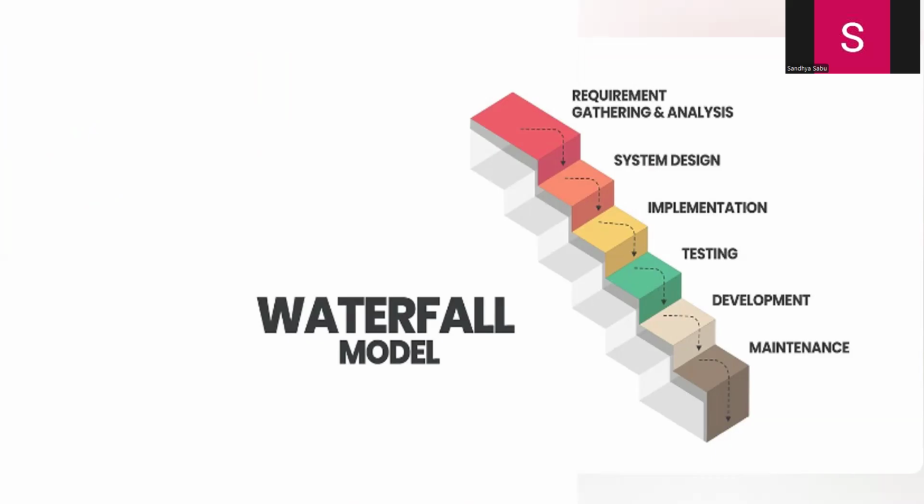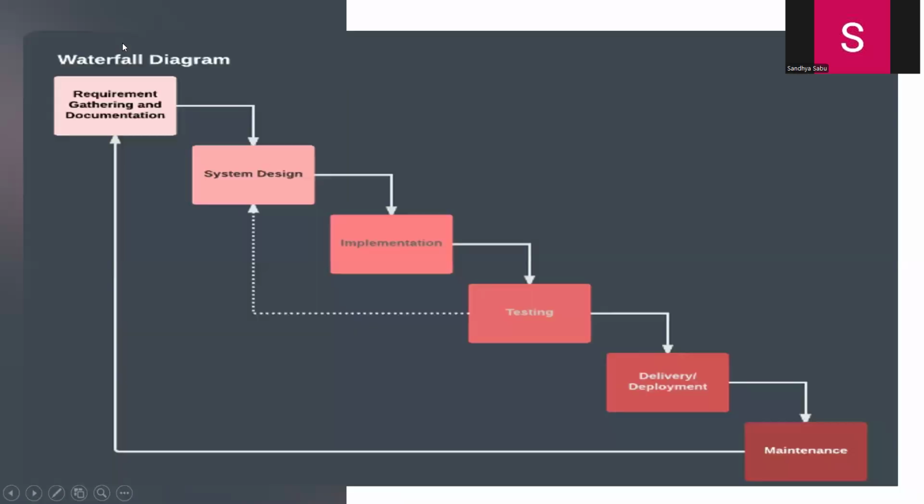Next one is quality control. Here it checks for high quality control and testing at each phase of the project. Next one is rigorous planning. In the waterfall model, we have a rigorous planning process because once we move to the next step, we cannot move backward. So the project scope, timelines and deliverables are carefully defined and monitored throughout the life cycle. So why do we need to use this waterfall model?